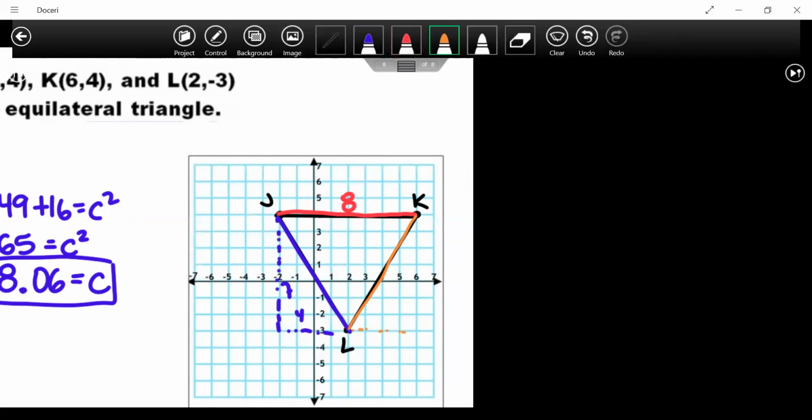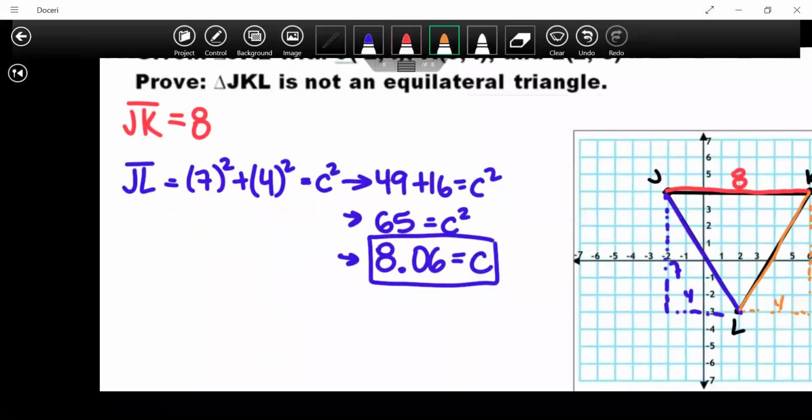But look at this one. What does this one actually give us? This one's 7 and this one's... So what does it actually give us? It tells us the same thing. LK is what? 8.06. We don't even have to do any work for that.